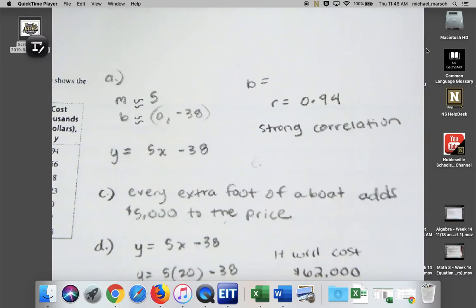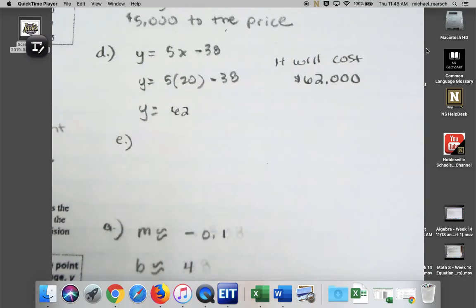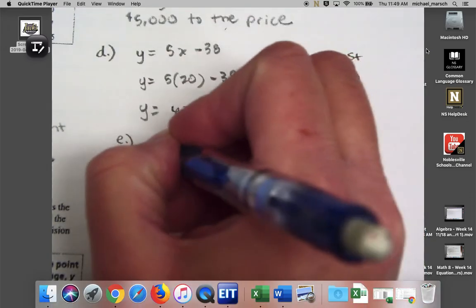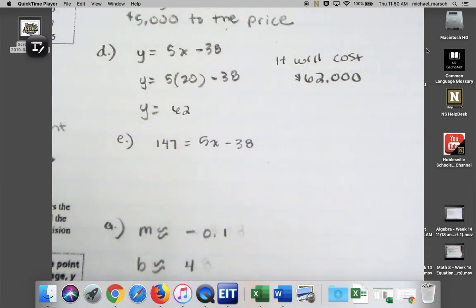Okay, so now let's do part E. We have one more part here. It says, predict the length of a sailboat that costs $147,000. So what am I going to do here? How can I use that same linear equation to figure out what the length would be? Put what into y? 147,000. Just 147, yeah. Because y is in thousands of dollars. So we're going to say 147 equals 5x minus 38, and then we're going to solve that.